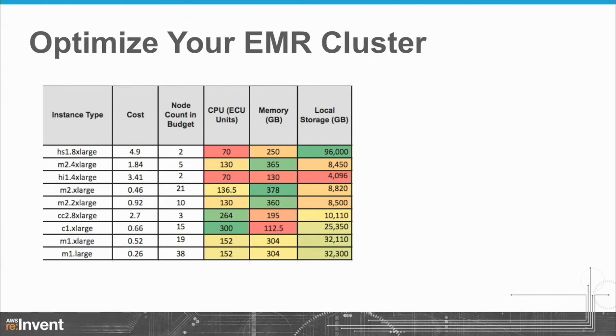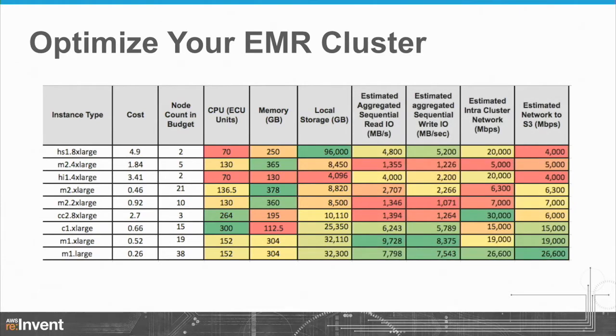Then he added another dimension, which is the network. He estimated how much network he can get to the disk, how much network he can get in the cluster between the nodes, and how much network he can get to S3. Again, these are estimations. You can calculate it. Then he, of course, made the colors. Which one is better? It gives you a very easy way to understand that your layout will define what kind of workload you can run with that.